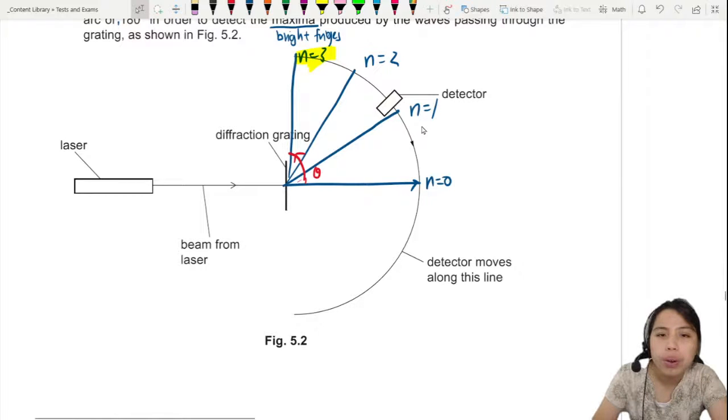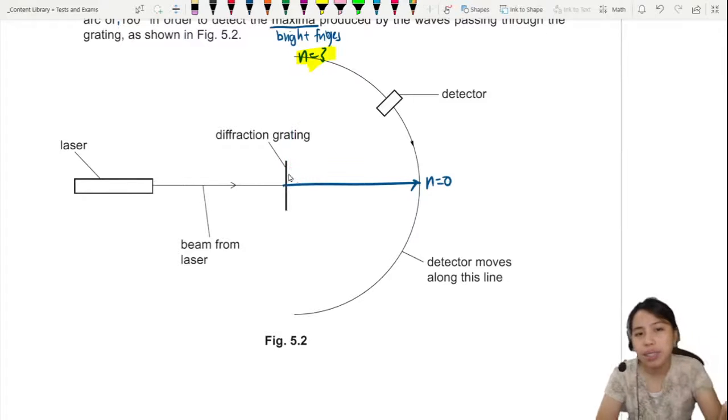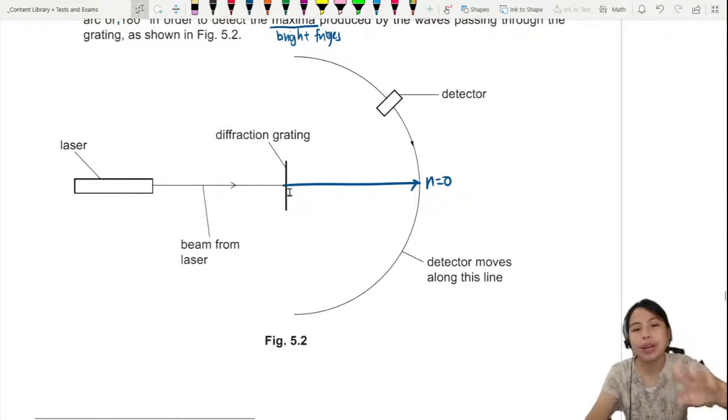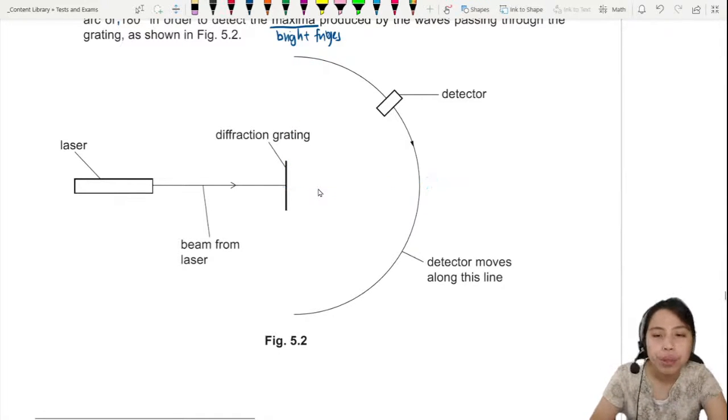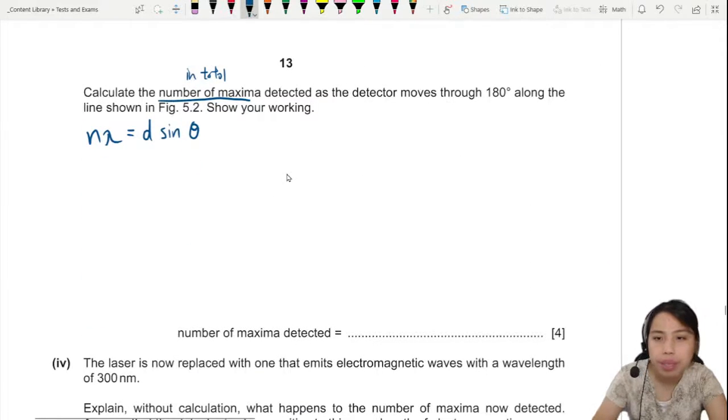So for this, let's think about it. What's the maximum angle we can have? I think it should be no more than 90 degrees, because you don't want the n's to go backwards, right? The maxima can't go backwards. So the limit of theta is 90 degrees. Let's write that down.